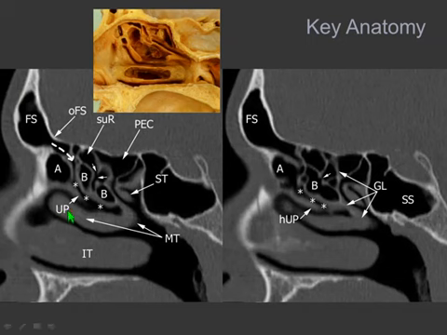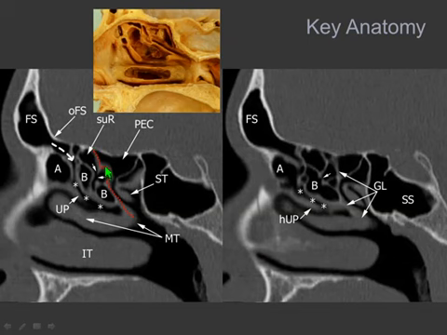The middle turbinate has a horizontal portion and has a lateral attachment. The lateral attachment is obliquely oriented, and you can see along the red dots that this lateral attachment will reach also the floor of the anterior skull base.